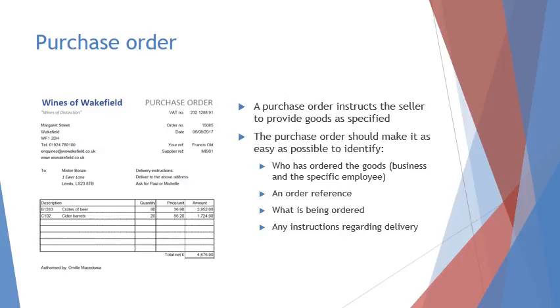It'll include details of what is being ordered, so we will have product codes and product descriptions along with quantities, and we might also include any specific instruction regarding delivery, whether that's delivery being required on a specific time or date, or alternatively if the delivery is going to be made to a particular address rather than the normal address of this business.